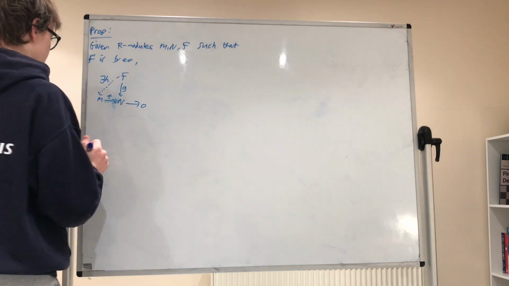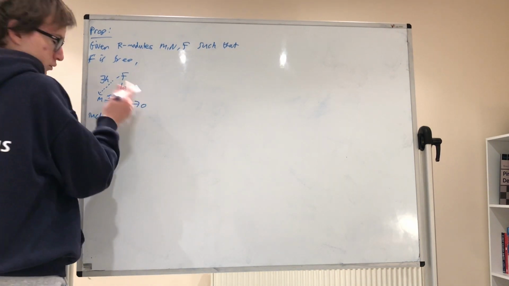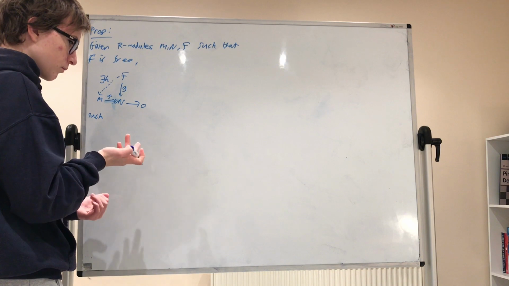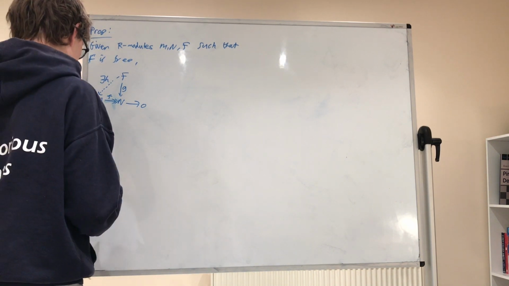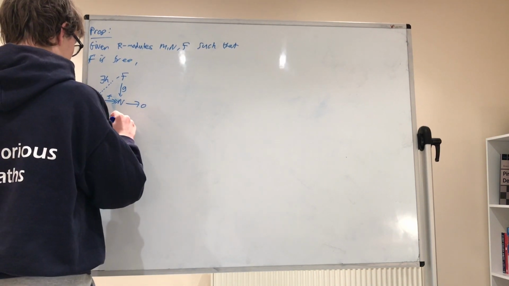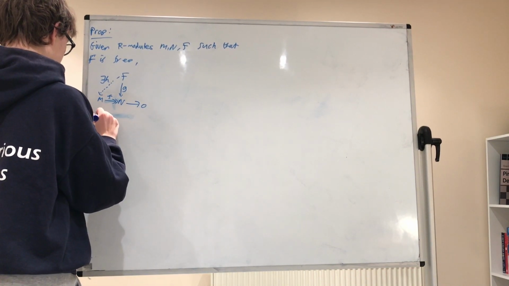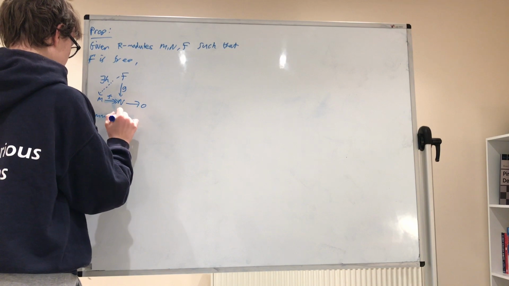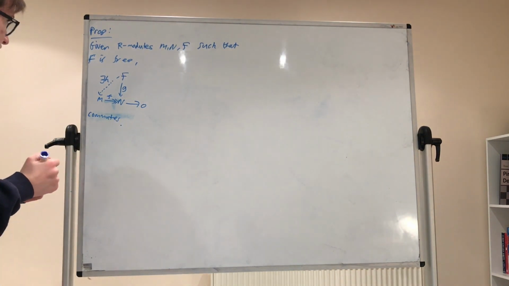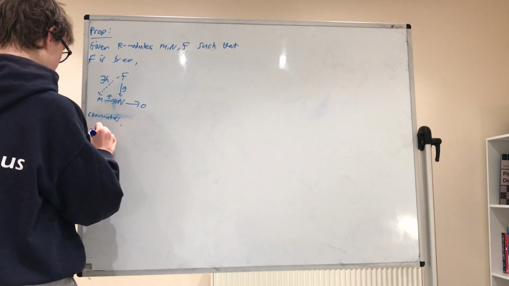And F is a surjection. And they're all R module homomorphisms. Commutes. Sorry. Okay. So, let's give the proof.